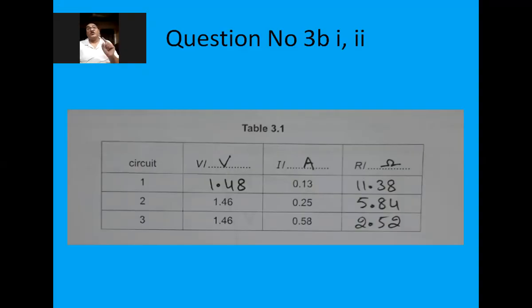Then what you will do, you will take your calculator and divide the voltage value by the current value. So 1.48 divided by 0.13 will give you 11.38 ohm. 1.46 divided by 0.25 will give you 5.84 ohm. 1.46 divided by 0.58 will give you 2.52 ohm.